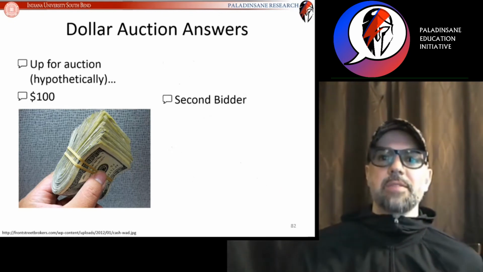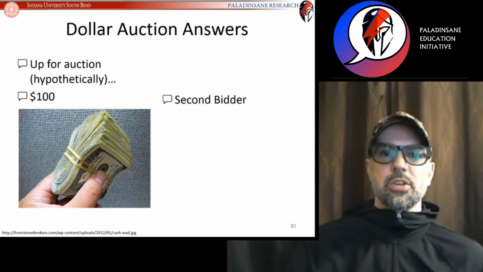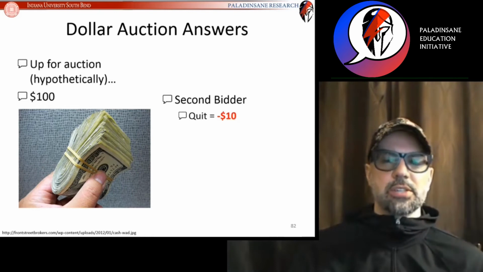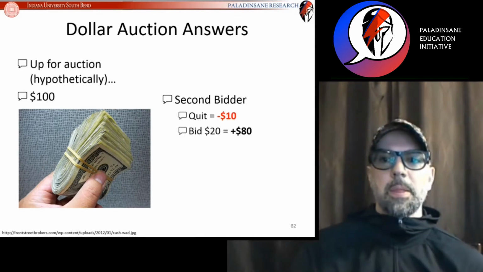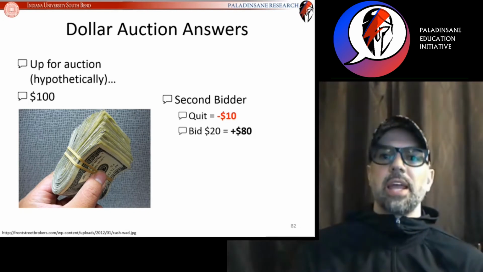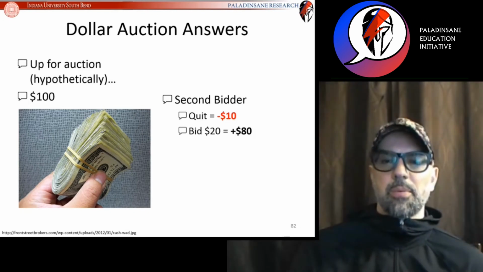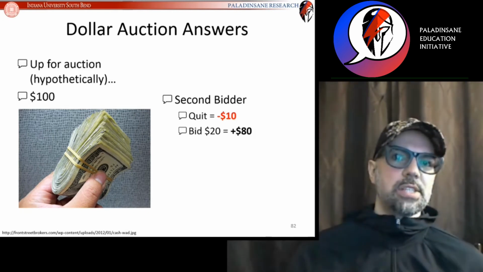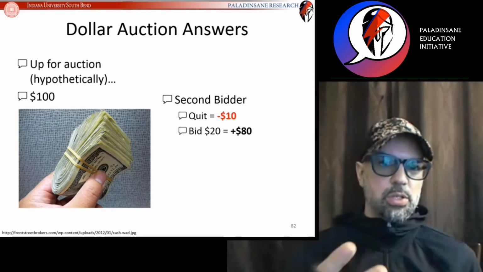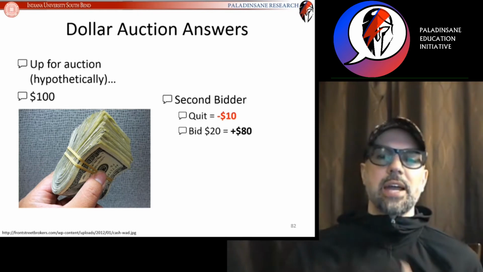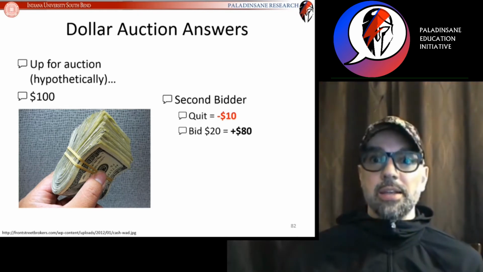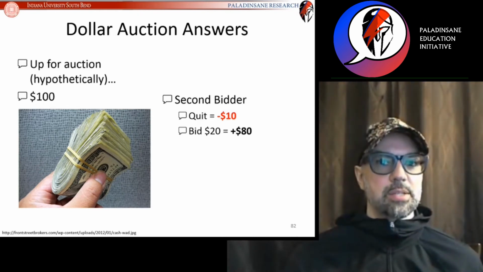And once again, they have to make a choice. They can either choose to quit right now, in which case they're going to lose $10, or they can increase their bid, in which case they'll bid $20, and now they will make a profit of $80. Once again, in the moment between those two choices, bidding $20 is the rational choice because that is a choice that leads to the greatest gain. That is a choice that leads to the greatest money.